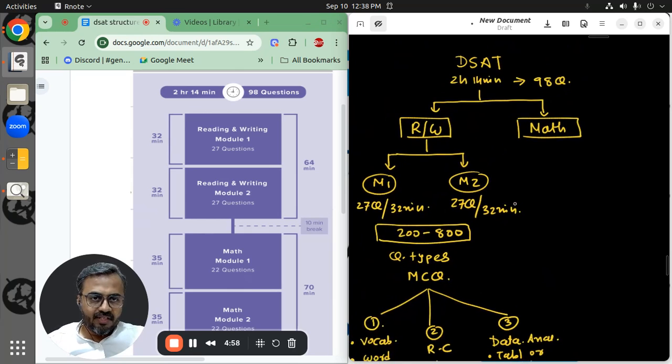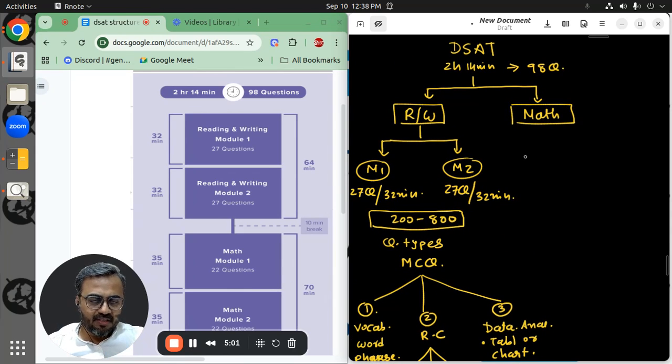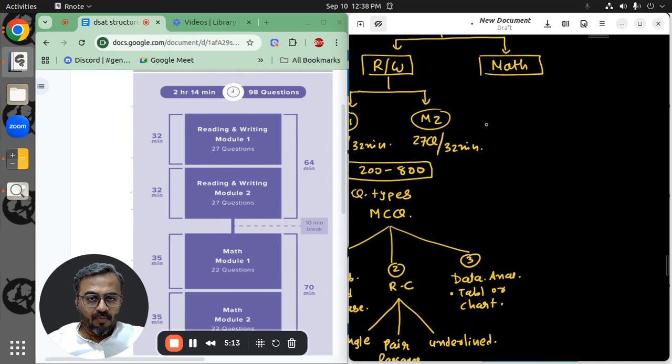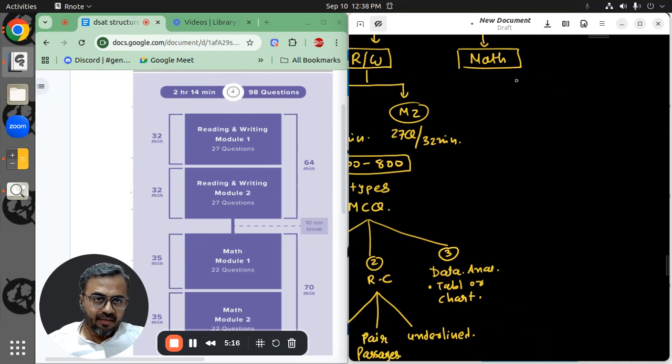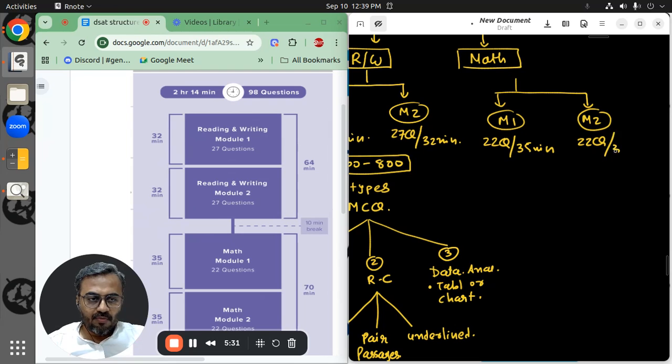So, in the DSAT exam, math is very simple but tricky, but your overall DSAT score is largely based on how you score in the reading and writing section, the verbal section. Now, coming to the math section, it is again divided into two modules. M1 consists of 22 questions to be answered in 35 minutes. Same goes with M2, 22 questions to be answered in 35 minutes.